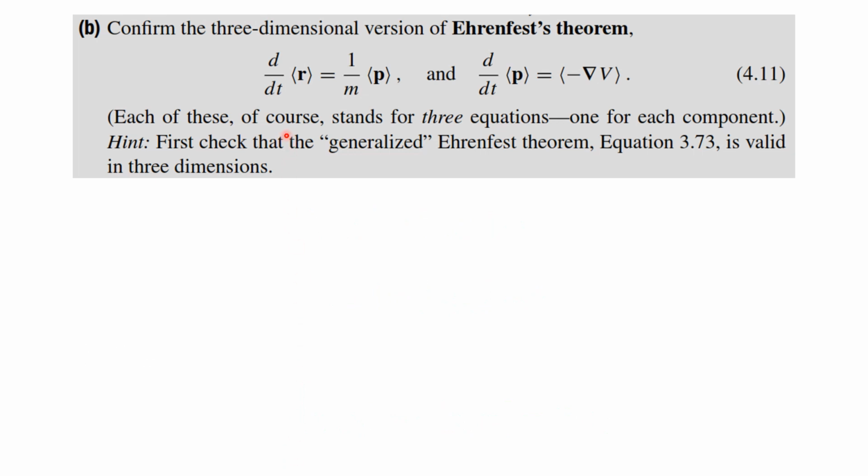In section P, we have to prove the Ehrenfest theorem. That is, in three-dimensional Ehrenfest theorem, the time derivative of the expectation value of R is equal to 1 over m, the expectation value of momentum. Similarly, this is the first theorem. The second theorem is the time derivative of the expectation value of P is equal to the expectation value of negative gradient of the potential V. So now we will see the proof for it.